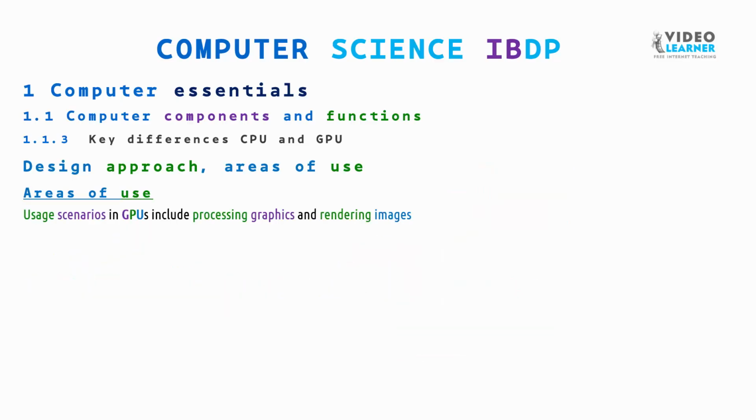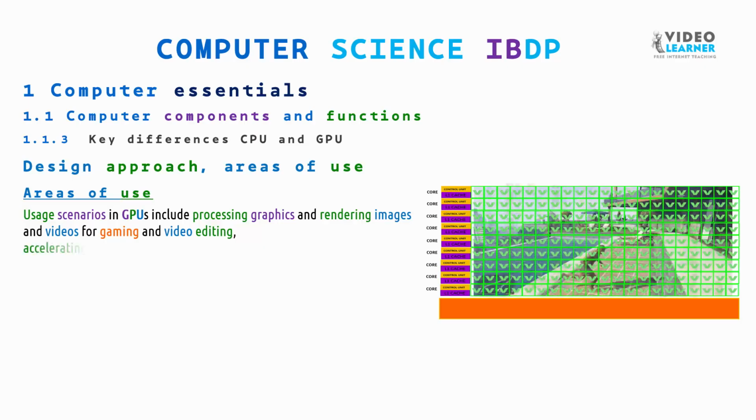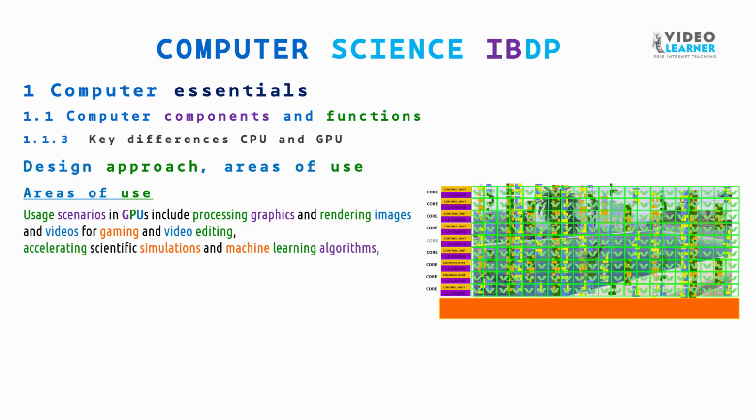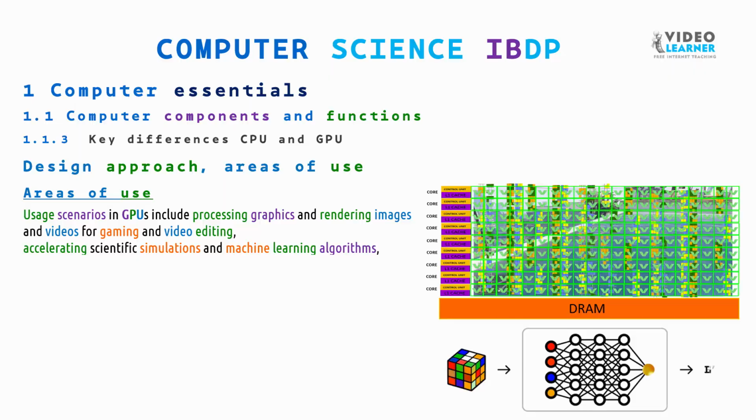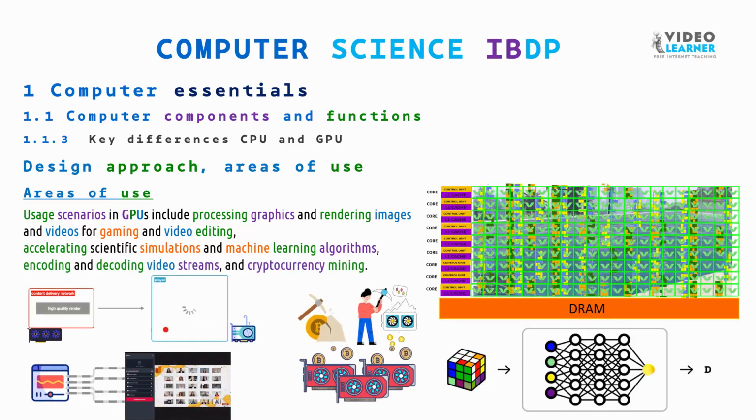On the other hand, usage scenarios in GPUs include processing graphics and rendering images and video for gaming and video editing, accelerating scientific simulations and machine learning algorithms, encoding and decoding video streams, and finally cryptocurrency mining.